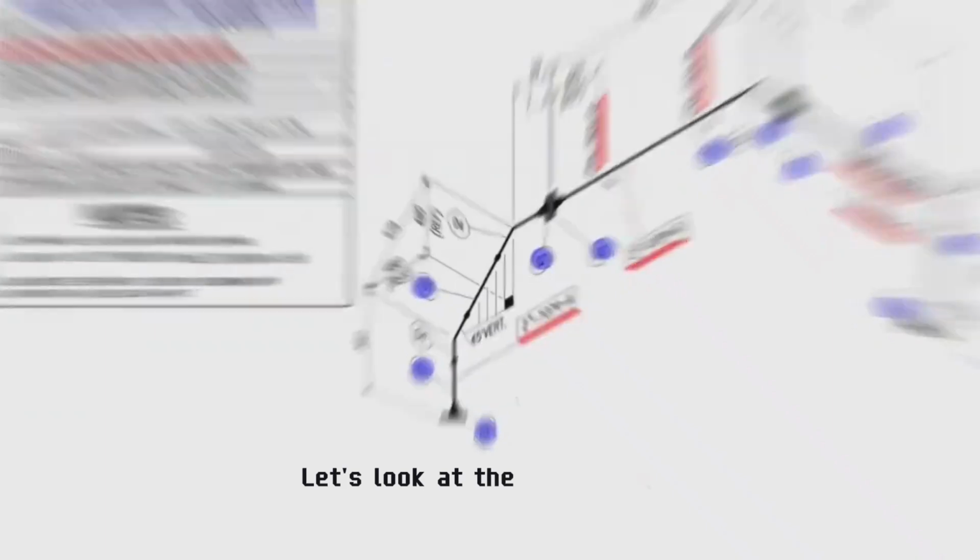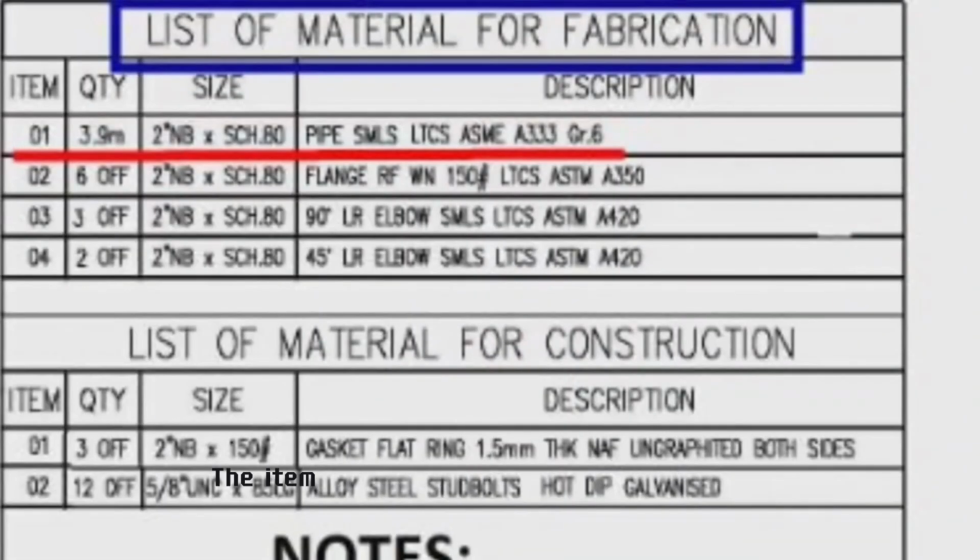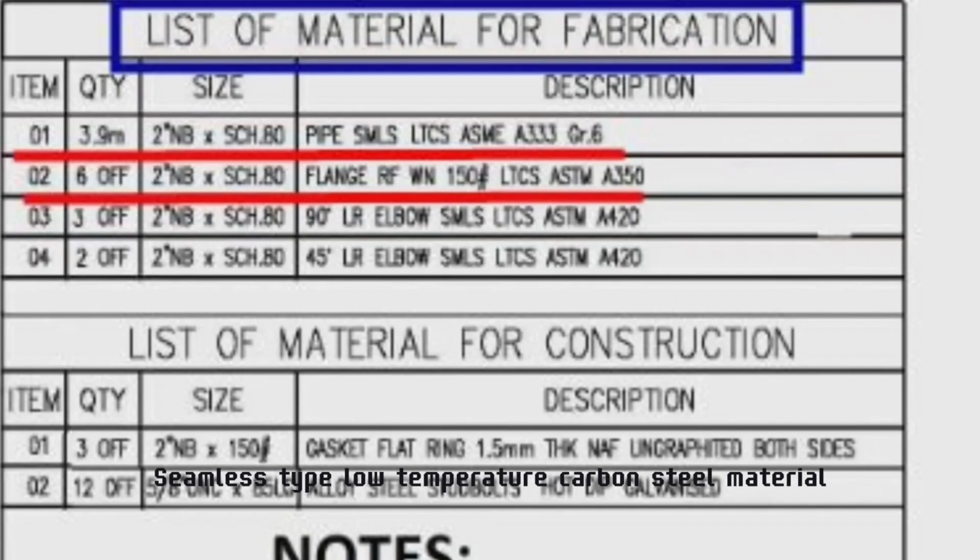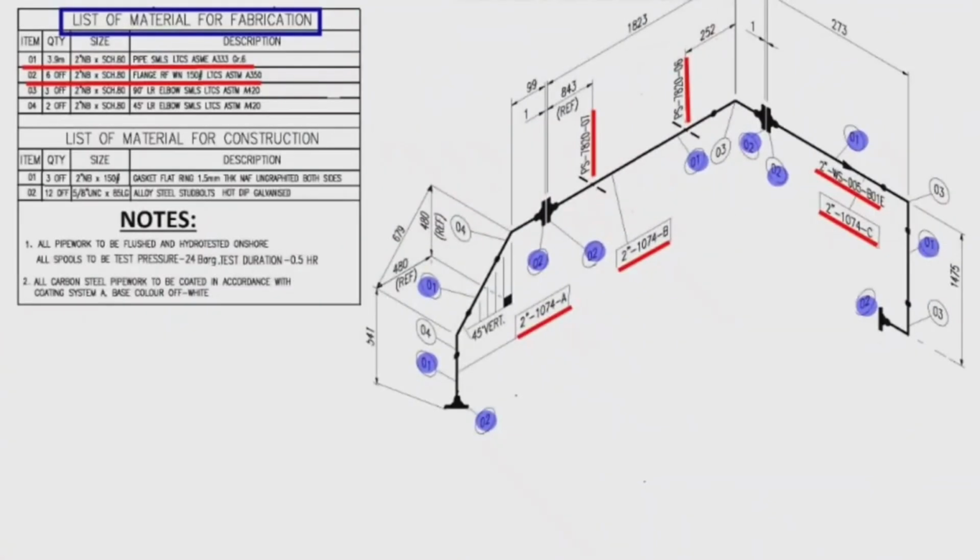Let's look at the material list. Item number 2: the total quantity is 6 pieces, size is 2 inches, wall thickness is Schedule 80, flange, raised face, weld neck, seamless type, low temperature carbon steel material ASTM A420. Detail number 3 was used in 3 places in the pipe isometric.